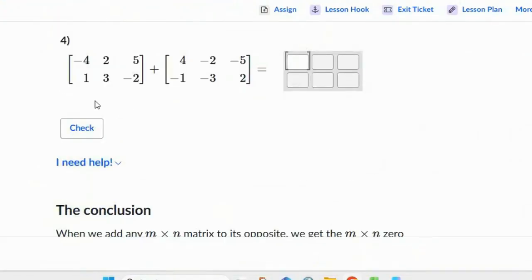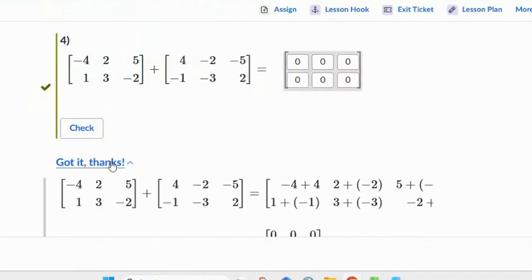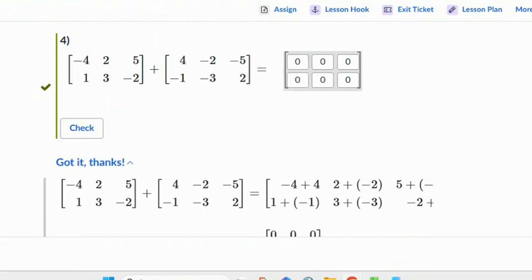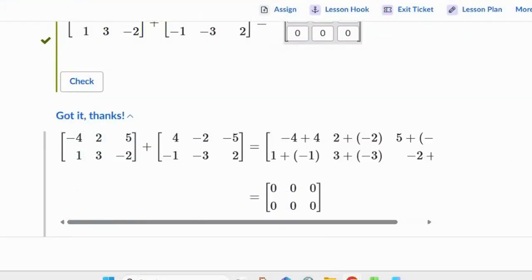Do we need to go through this one? Negative 4, 2, 5 is being added to 4, negative 2, negative 5. Again, just keep putting zeros, right? Because every number is being canceled out by its negative. I need help. Let's see. Why would someone need help? Oh, they're working through it. Okay. If you didn't know how to do this, you would take 4 and negative 4 and add them together, and that would get you to the zero. So that shows you how it works.